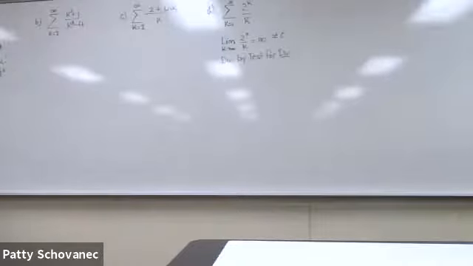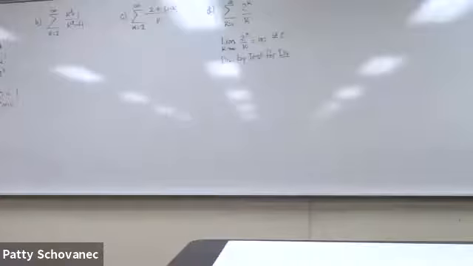So the 4 to the k's will cancel, leaving me a 4 to the first power on top. K factorial cancels, leaving me k plus 1 on the bottom. So you get a limit of 0, so it converges.